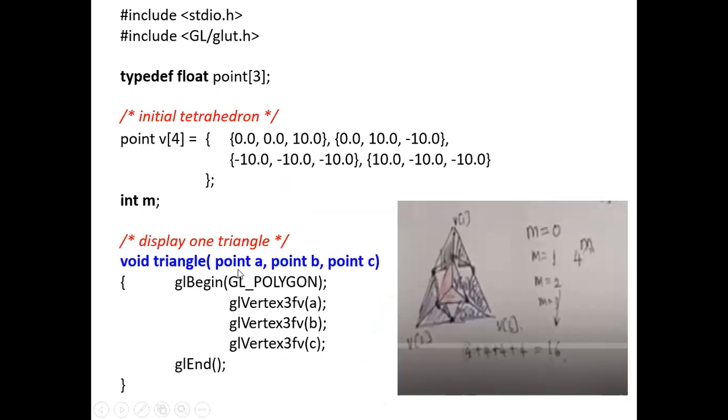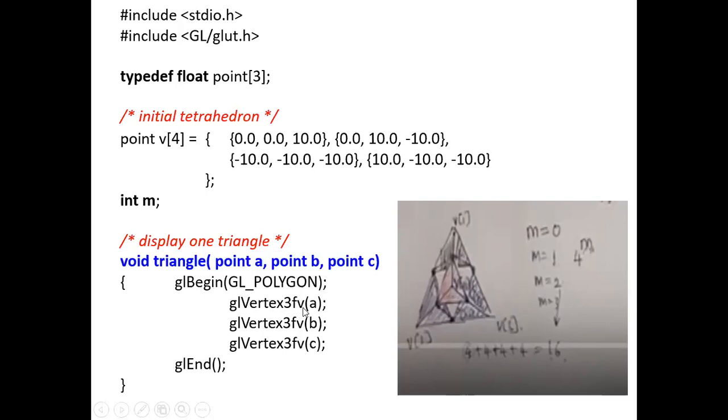So every triangle has how many points? It has 3 points: point A, point B, and point C, right? In order to draw a triangle, we have to make use of GL_POLYGON, so we'll be using our begin and end primitive. So glBegin, GL_POLYGON, it has 3 vertices and it is in terms of 3 dimensions. So that's why I'm taking glVertex3f, right?